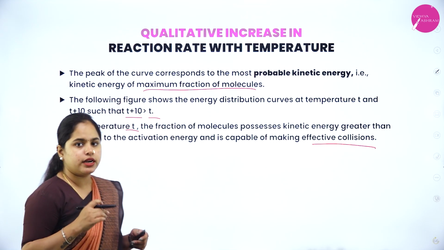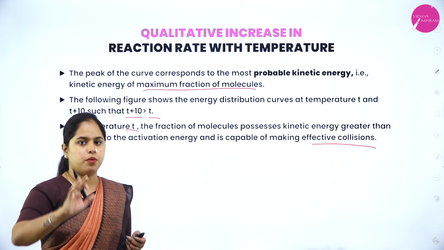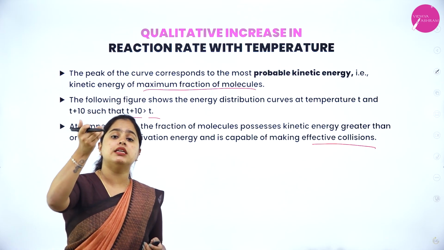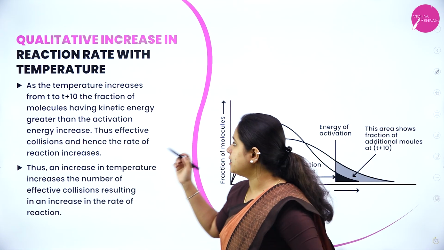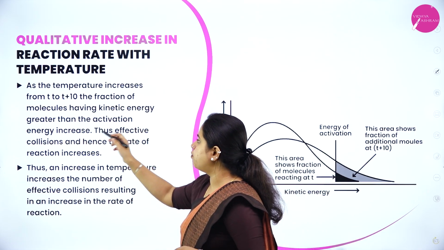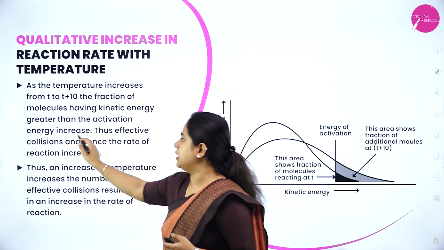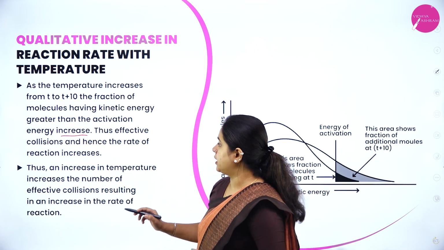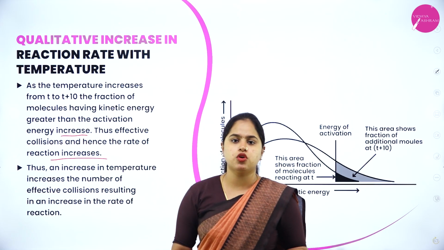We already studied the graph of fraction of molecules versus kinetic energy and most probable kinetic energy. Now, in the same condition, we are going to increase the temperature. Now what happens? Let's see. As the temperature increases from T to T plus 10 degrees, the fraction of molecules having kinetic energy greater than the activation energy increases. Thus, effective collisions and hence the rate of reaction also increase.